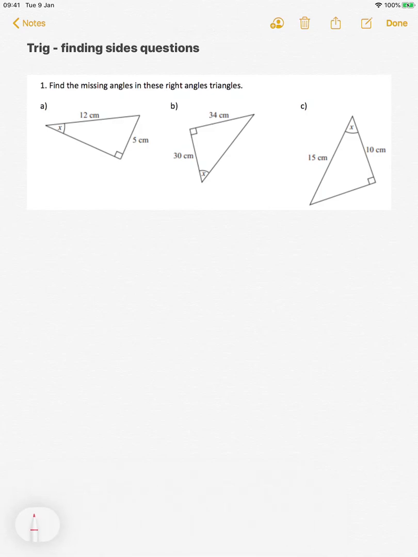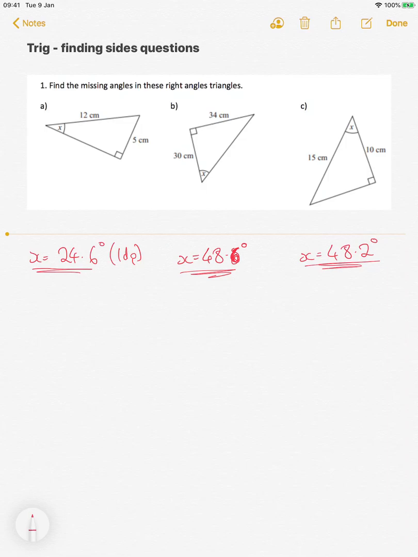So your first answer is, let's just do them to 1 decimal place. So that's 48.6 degrees. It got a bit messy there, but 48.6. So they're all to 1 decimal place.